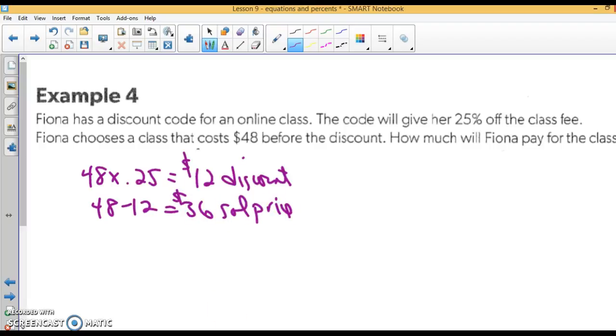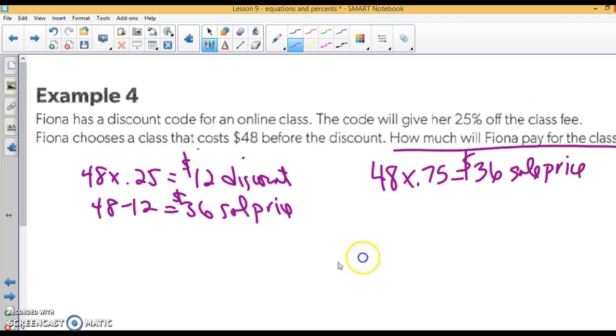Now, that is not how I would do it. I would go straight to this. If you're saving 25%, does that mean you're spending 75%, which will give you the sale price directly? Now, again, you need to pay attention to what they're asking you to find. All they are asking you is how much will Fiona pay for the class. So we could go directly to the sale price. If they were asking you how much you would save, then you would need to do this.